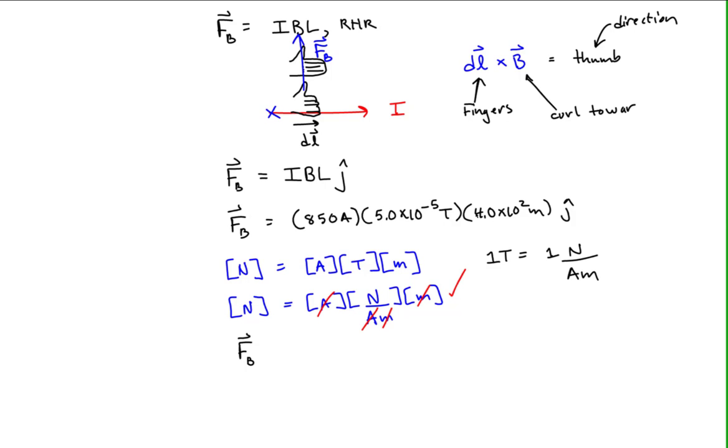After plugging it into my calculator, I get that the magnetic force on this wire is 17 newtons in the y direction, and the y direction is just upward from Earth's surface.